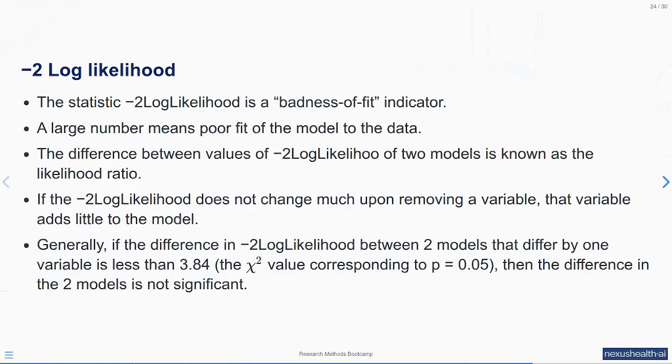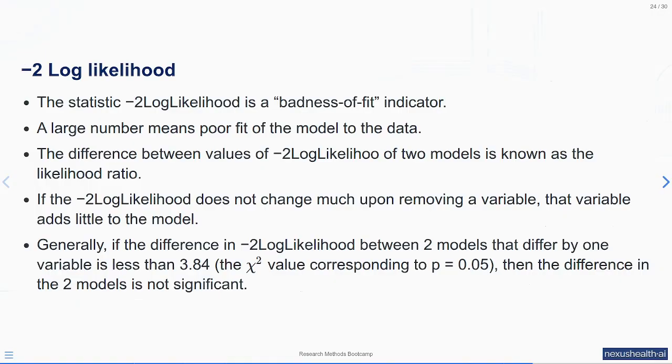So the difference between the values of your negative 2 log likelihood is known as the likelihood ratio. As you are doing your backward regression elimination, you do the first model, check the negative 2 log likelihood, do the next model, check, and then look at the difference. If the negative 2 log likelihood does not change much upon removing a variable, then that variable adds little to the model and can be dropped.